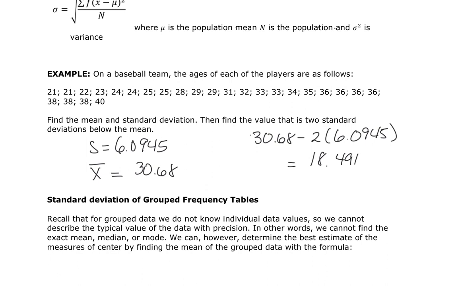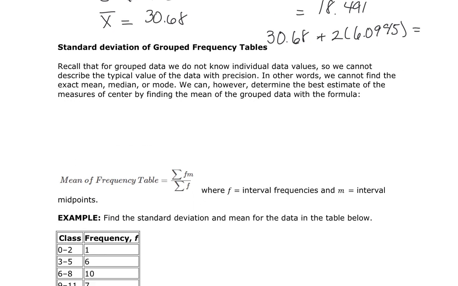If I want 2 standard deviations above, I would do the same thing. I would take my X bar, and then I would add to it 2 times my standard deviation. And then I could tell you what is the one I would expect to be on the upper end of my data. Now, how do we do this if we have a grouped frequency table?